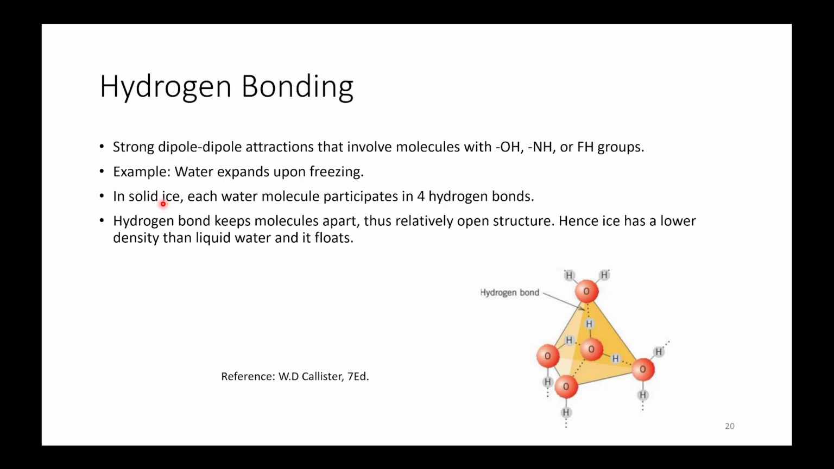In solid ice, each water molecule participates in 4 hydrogen bonds. The hydrogen bonds keep molecules apart, so a relatively open structure forms. Hence ice has a lower density than liquid water, and it floats.